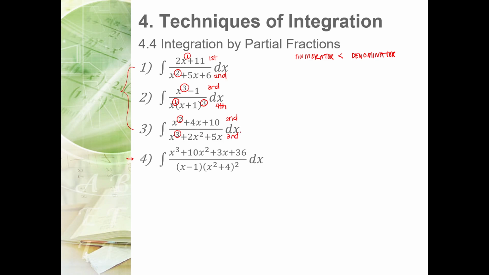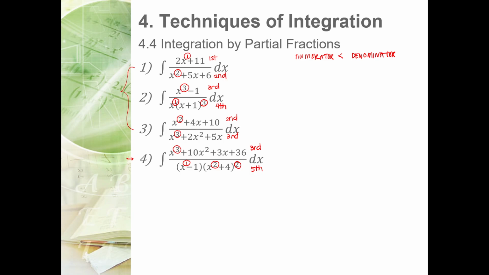As you notice, in every example the numerator is of lesser degree than the denominator. Same goes for number 4, so x cubed. Again in the denominator, since you still need to expand this one, squared times squared will be fourth degree. Then you still have another one here, x to the power of 1, so this one is fifth degree. This one is third degree. So that's how you determine that you're going to use partial fractions.